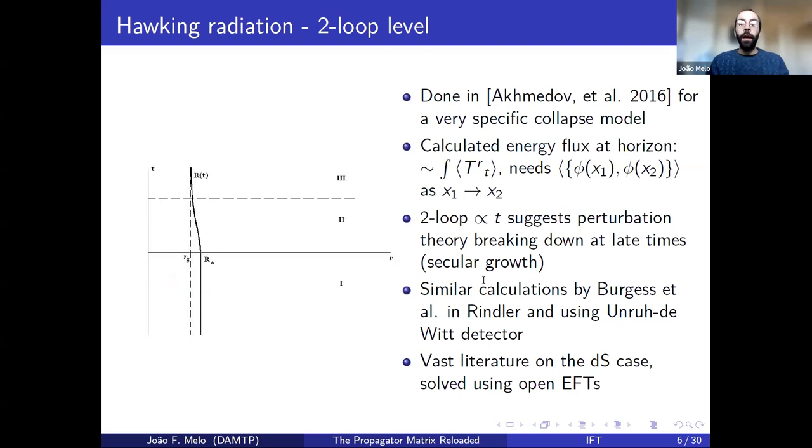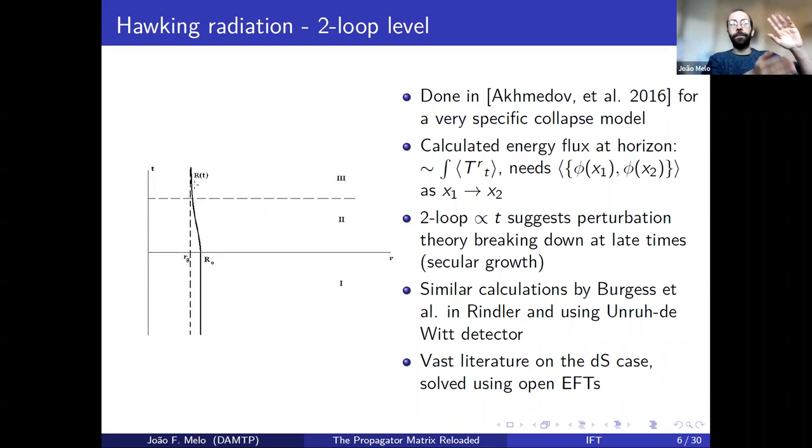This is precisely what Akhmedov and collaborators did in 2016. They considered a very specific collapse model. And I say very specific with reason. They consider a thin shell that starts at some radius R naught that's very close to the Schwarzschild radius and is stationary. Then at some point starts to decay and then decelerates again before reaching the Schwarzschild radius. So all of these approximations are crucial for them to actually do some analytics.